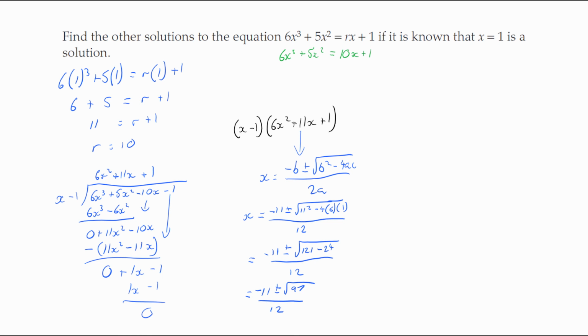Now it's a good thing we use the quadratic formula because this is turning into a very ugly solution. Take this and split it apart into two pieces. X is equal to negative 11 plus the square root of 97 over 12, or x is equal to negative 11 minus the square root of 97 over 12. And those two values would be your two missing solutions.